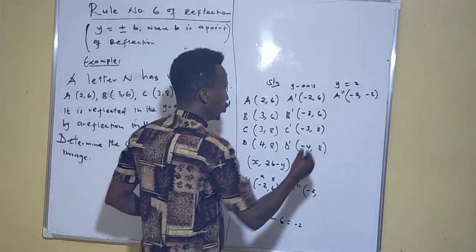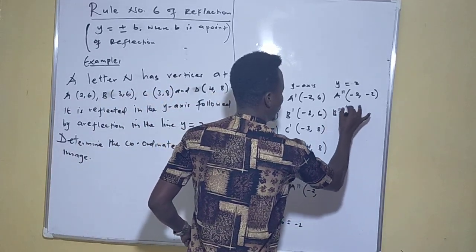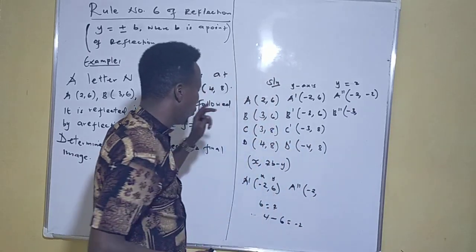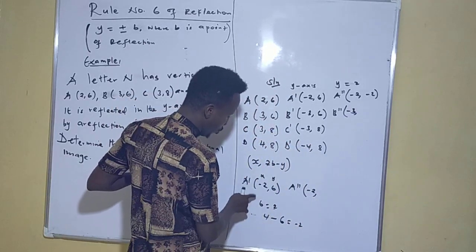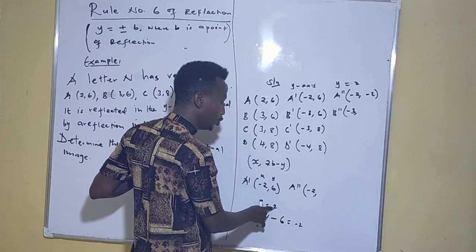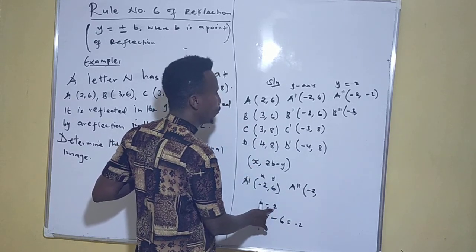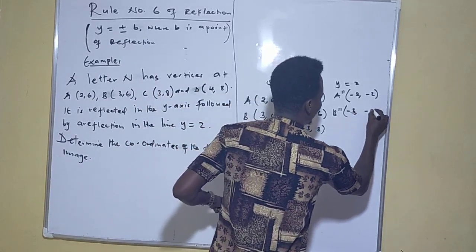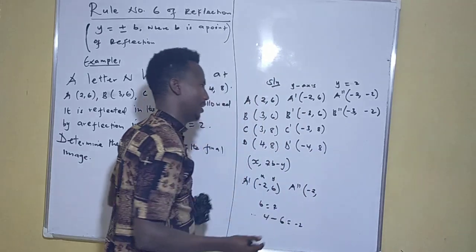Negative 2. So if I want to get B double prime, what will I do? Write negative 3, comma. Then what will I do? I will say 2 times 2, because b is 2. That will be 4. 4 minus, again, 6. So that will give you what? Negative 2 again. Just understand.